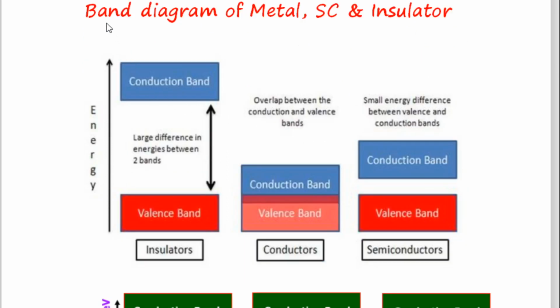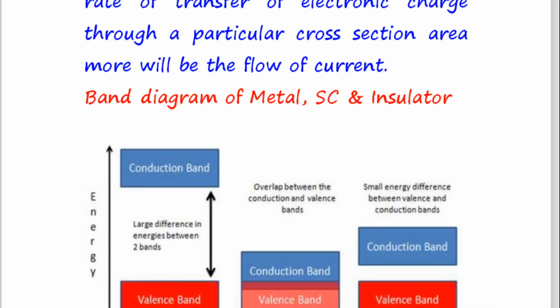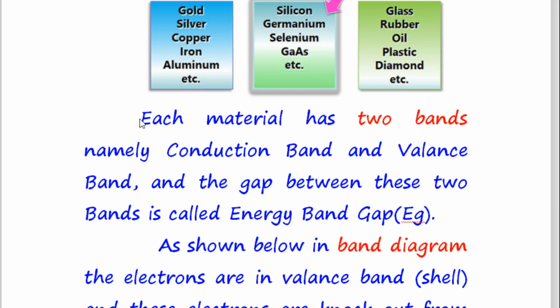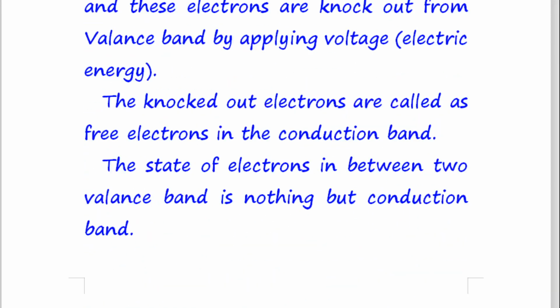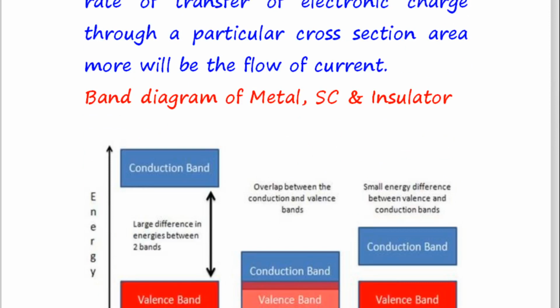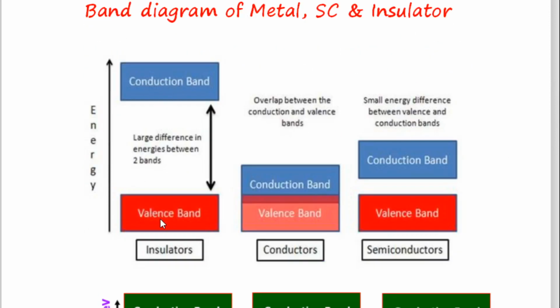So look at this band diagram of metal, semiconductor and insulator. All of you are aware of this band diagram, and there are basically two bands, valence band and conduction band, and that is what we have mentioned over here. Each material has two bands, namely conduction band and valence band, and the gap between these two bands is called the energy band gap. If you look at this conduction band and valence band, you'll observe that the gap is very large, because this is an insulator.